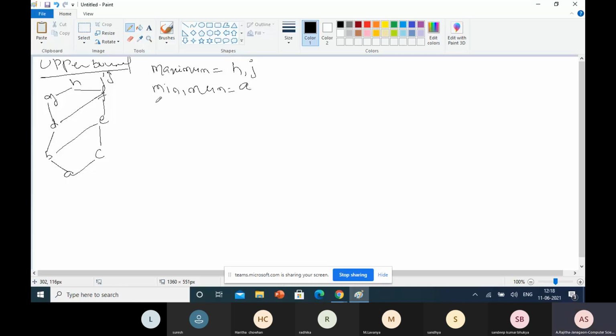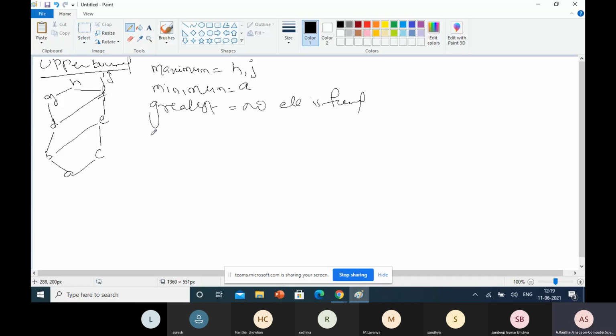Now coming to the greatest element. Greatest element means it is the unique element. That means only one element is there, then we can call it a greatest element. Here the number of maximal elements is more than one, so there is no greatest element. No element is found.